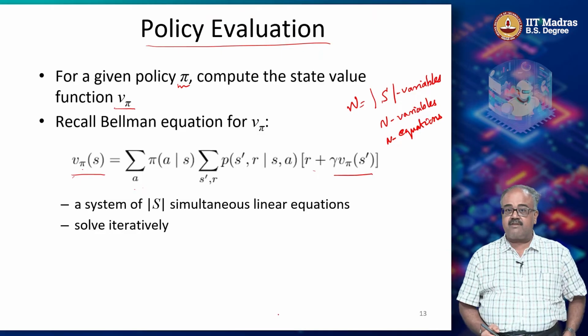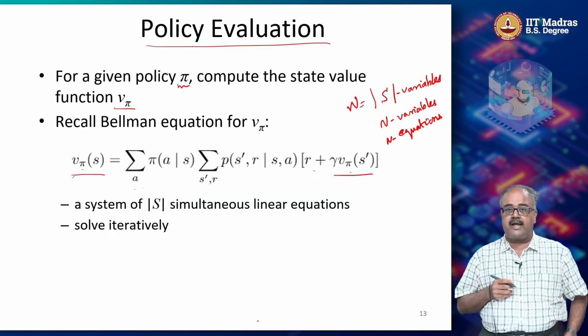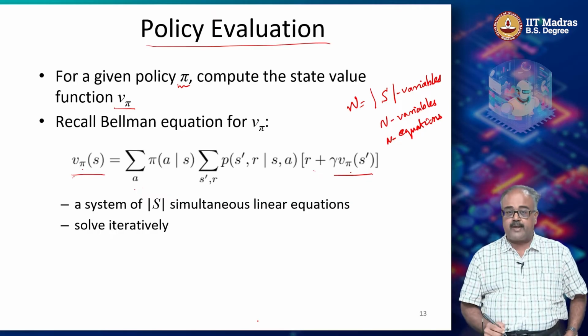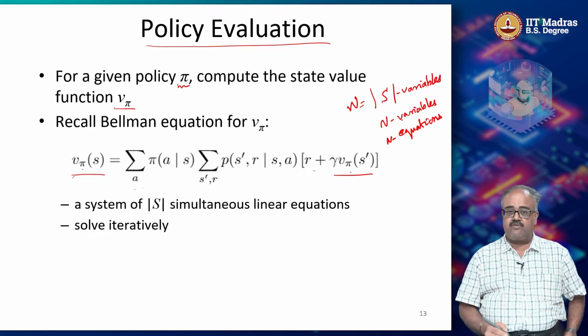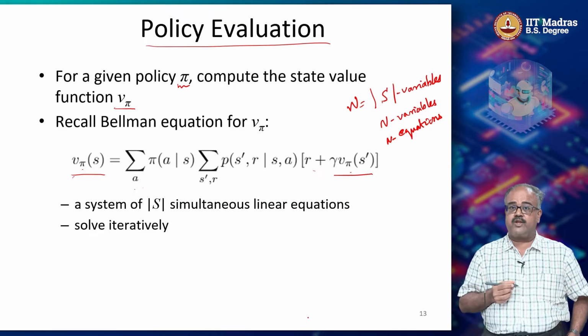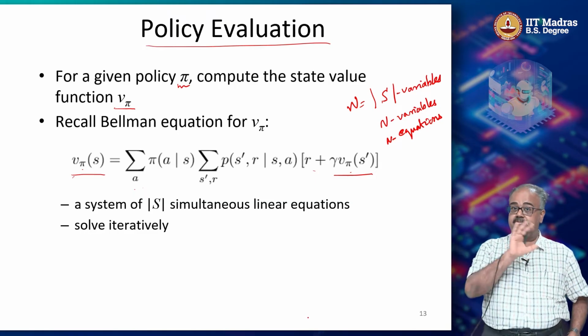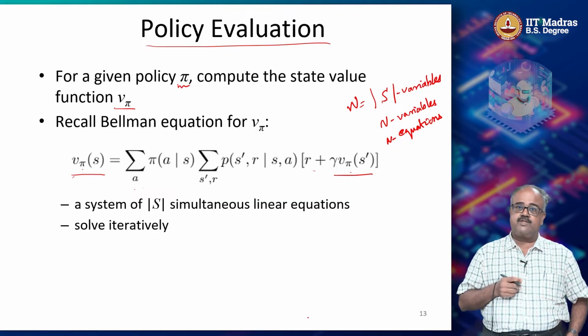So v pi of s, again v pi of s on the right hand side. There are no higher order terms. So it's a set of linear equations, right. So there are n equations in n variables. So these are simultaneous linear equations, and you have lots of methods by which you can solve it, provided you have the right degrees of freedom, and therefore the solution is well defined.